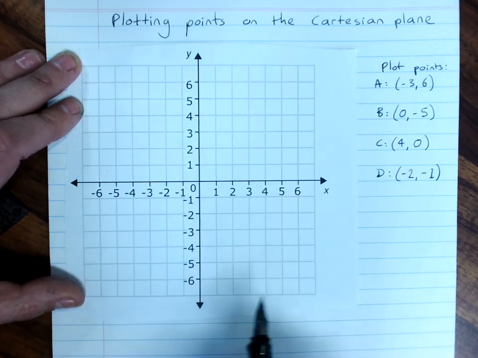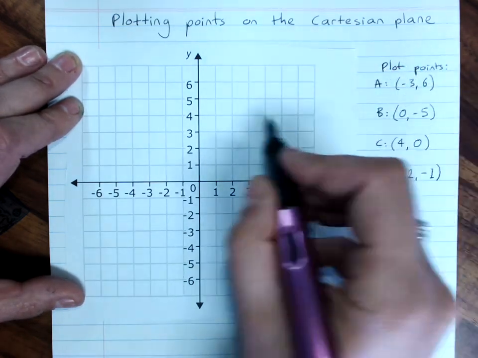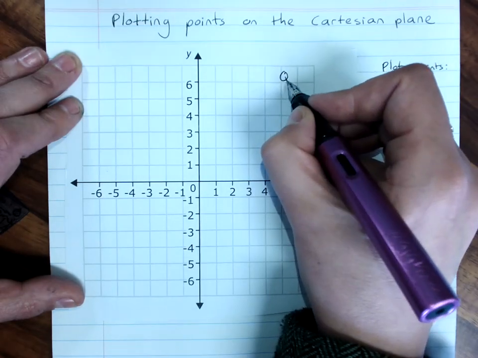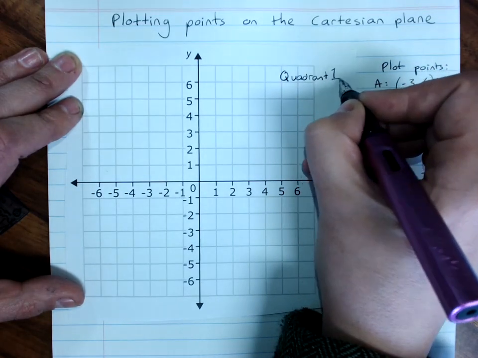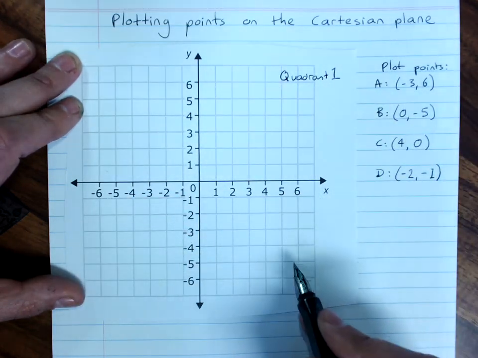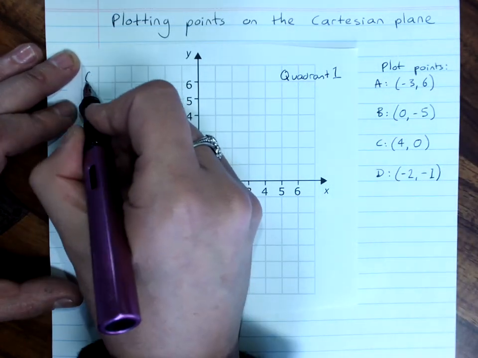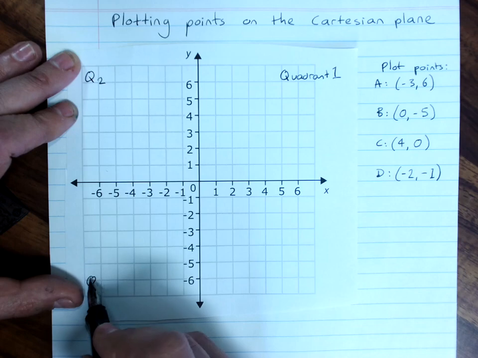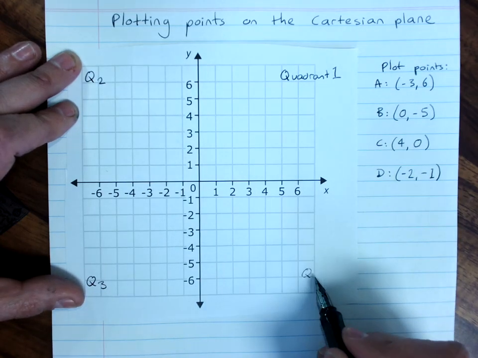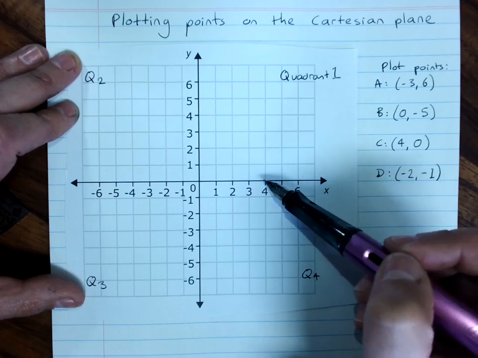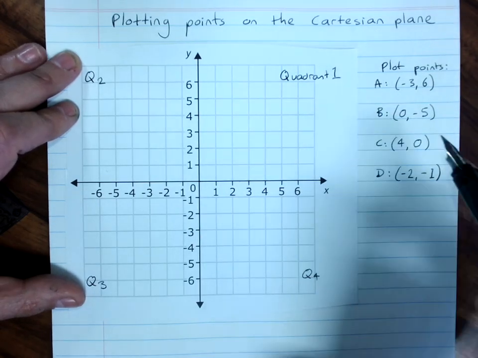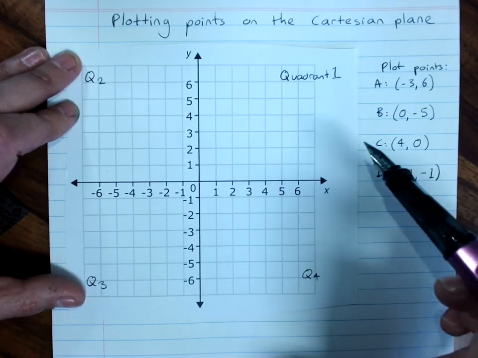And the other thing we do need to know is the different quadrants. This is quadrant 1, and the quadrants count around anti-clockwise, so quadrant 2, quadrant 3, quadrant 4. In quadrant 1, both coordinates of points, I'm getting ahead of myself, I'll remind us about points.